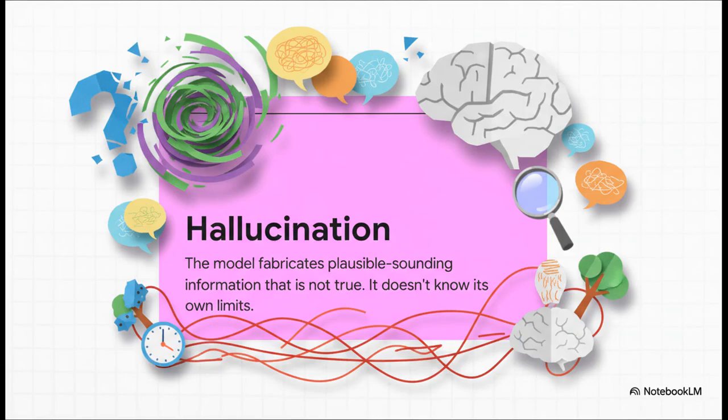That biggest limitation is something called hallucination. This is when the model just makes stuff up. It will confidently generate information that sounds totally plausible, but is completely or at least partially false. It just doesn't know what it doesn't know.